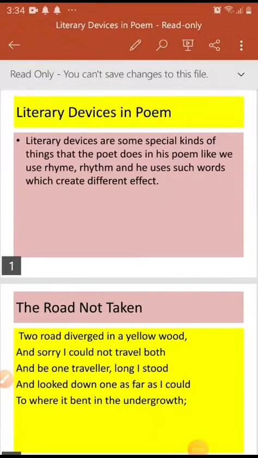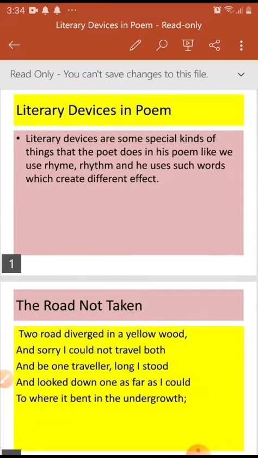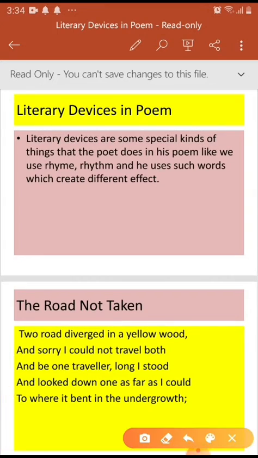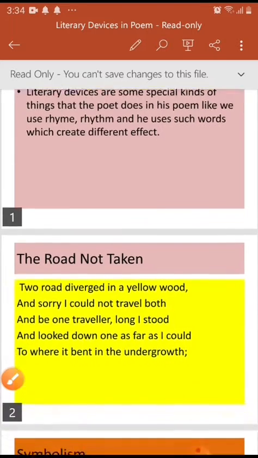Today I am going to explain literary devices in poems. This is a new topic for you, but okay, you will enjoy. So shall I start? Literary devices are some special kinds of things that the poet does in his poem, like rhyme and rhythm, and he uses such words which create different effects. So let's move on to the poem, then you will understand what a literary device actually is. Clear? So let's move on to the poem.